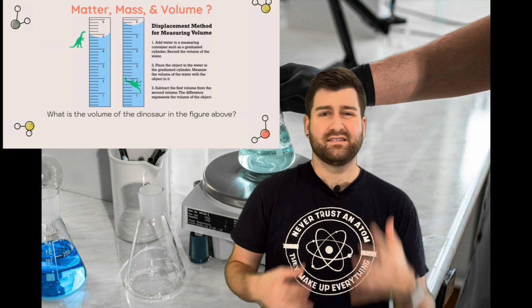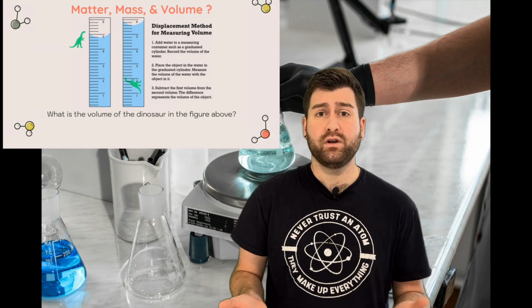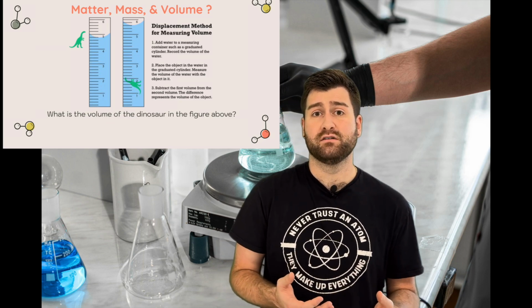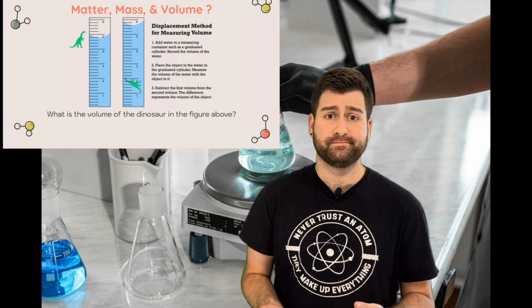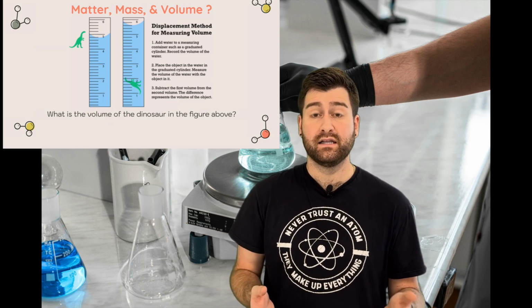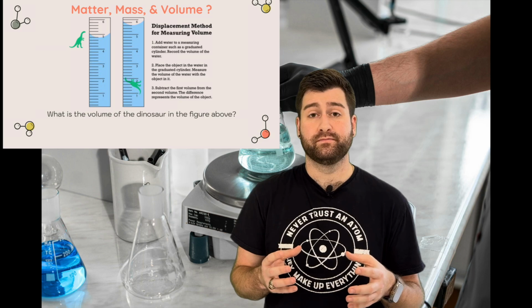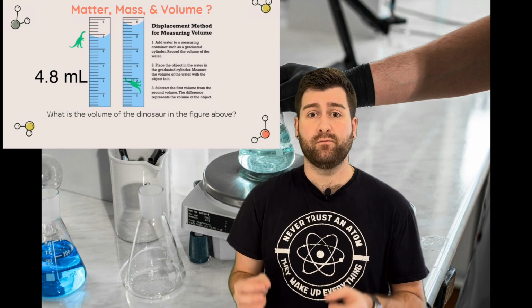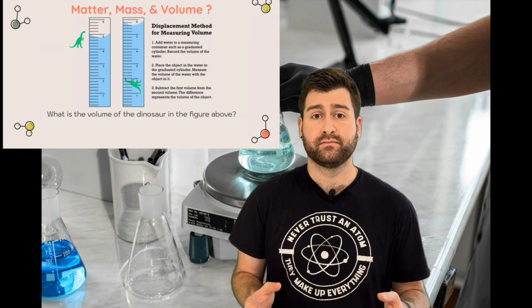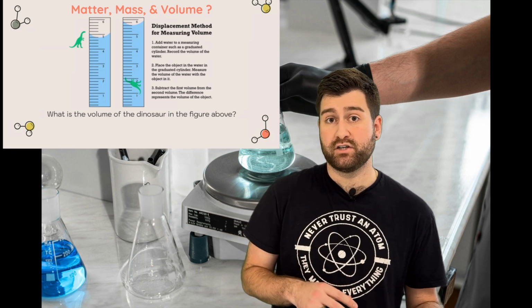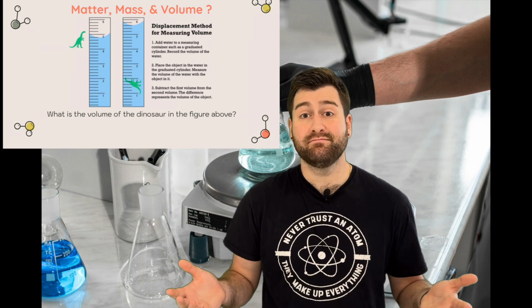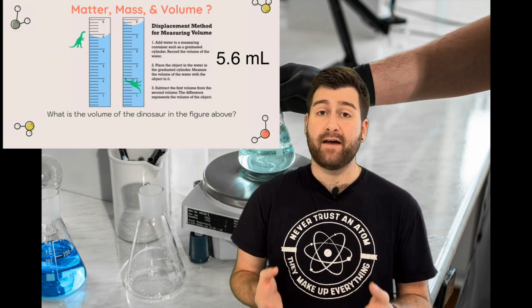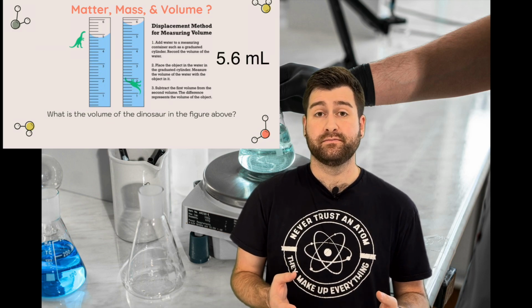Now, we're going to put this into action with this example. What is the volume of the dinosaur in the slide next to me? First, let's look at the original volume. In the image, we can see that there are 4.8 milliliters of water in the graduated cylinder. After we add the irregularly shaped solid, aka the dinosaur, the water rises to 5.6 milliliters.